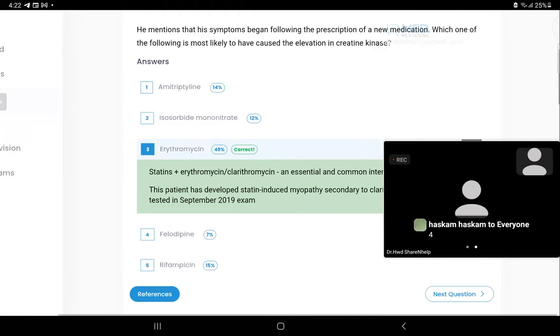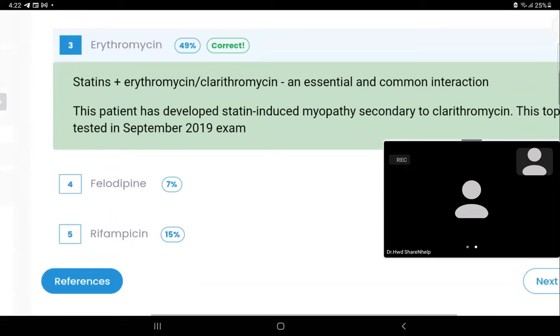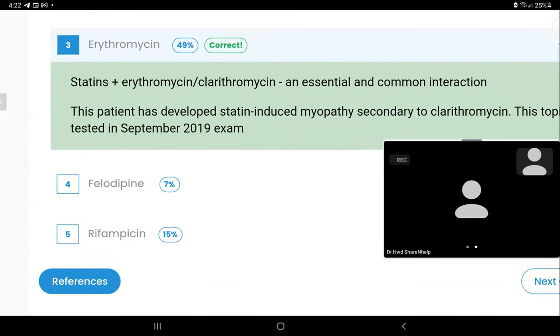Erythromycin is correct. Here is your clincher till your exam day. This is an essential and common interaction. Please do remember it. It came in September 2019, August 2021, February 2021, and the November 2020 exam. It is a very, very important question. It has come recently as well. I'm not sure if it came in the November exam of this year, but it did come in the previous one. If you remember this, you would be almost solving one or two questions for your exam. So statins interact with erythromycin and clarithromycin, and they can cause rhabdomyolysis, which would lead to a raised creatine kinase.